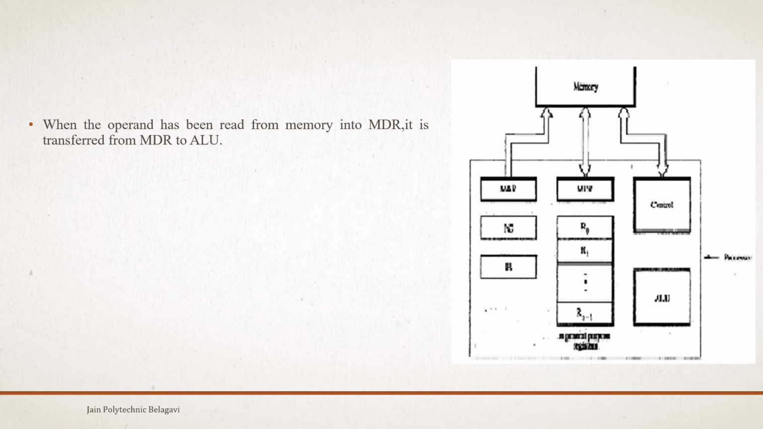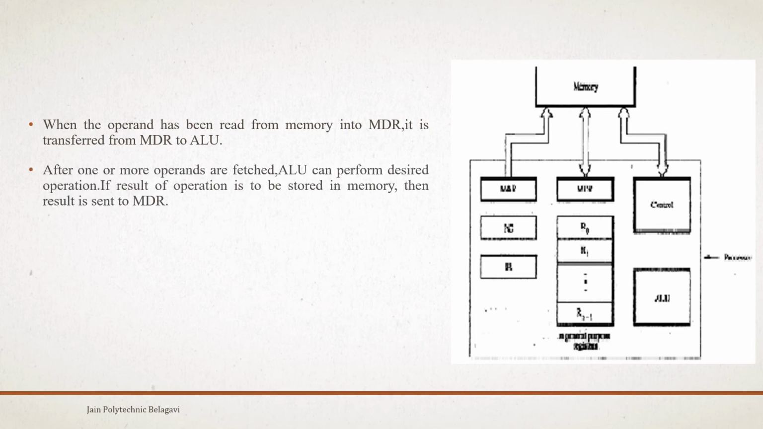Now, the memory data register, instead of sending it to the instruction register, transfers it from MDR to ALU, because here we require an operation to be performed, that is, an arithmetic operation. So it is transferred from MDR to ALU. Now after one or more operands are fetched, ALU can perform the desired operation. So if there are two operands, the two operands are fetched and ALU will perform the operation.